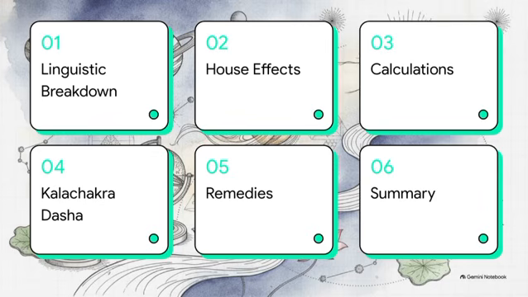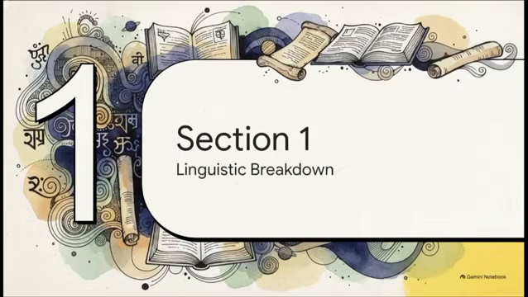Here is our agenda for this explainer. First, a linguistic breakdown of the verse. Then, we'll look at house effects and interpretations, followed by dasha period calculations and the Kalachakra dasha flow cycle. Finally, we'll cover the astrological significance, remedies, and wrap up with a summary. Let's start with Section 1, Linguistic Breakdown.